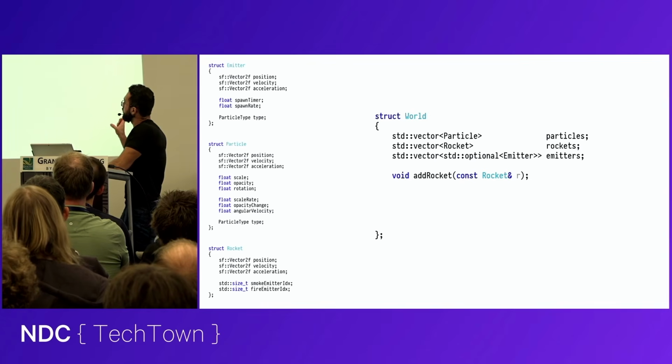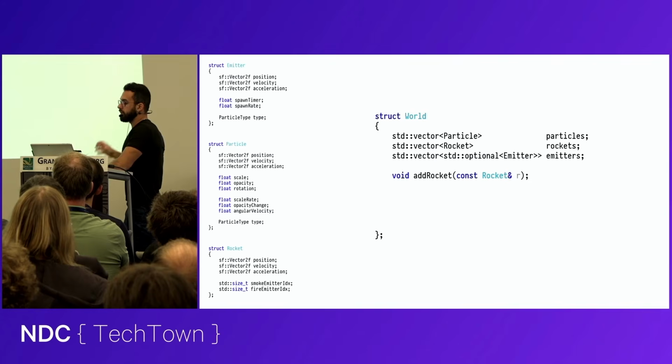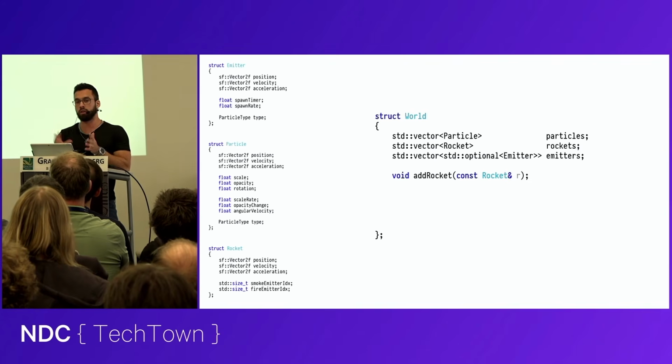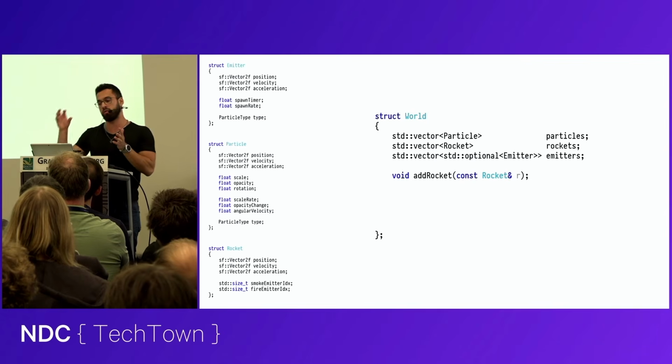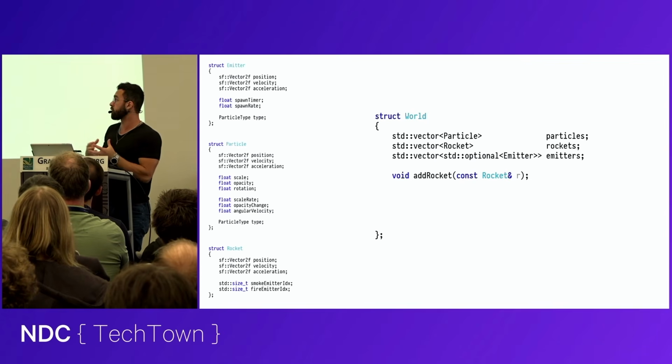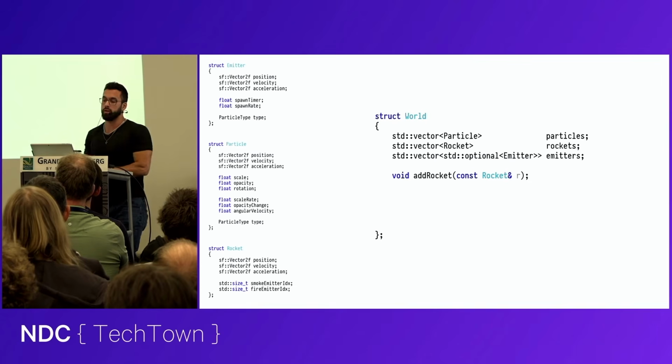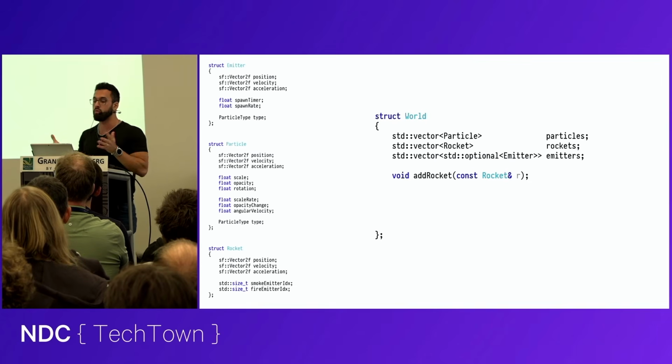Because we want to guarantee index stability, I'm going to have a vector of optional emitters so that the same slot is always going to refer to the same emitter. If I want to destroy it, I can just clear the optional and then put something back in. But even as the vector reallocates or as I destroy things, the identity of this entity is going to be maintained as they're not going to move around in the vector.